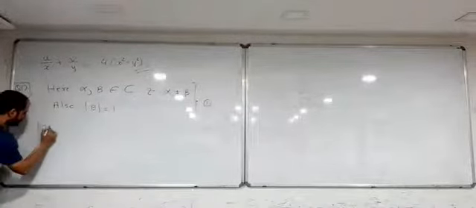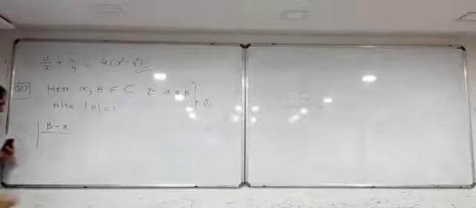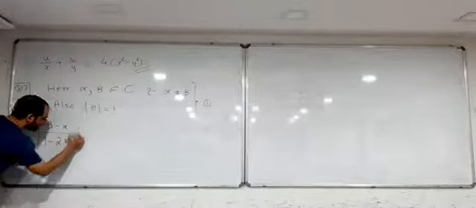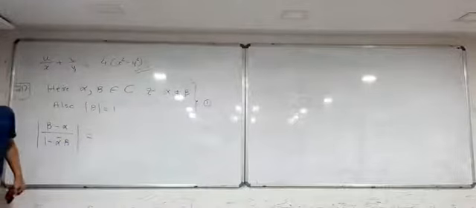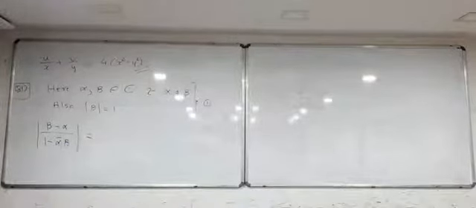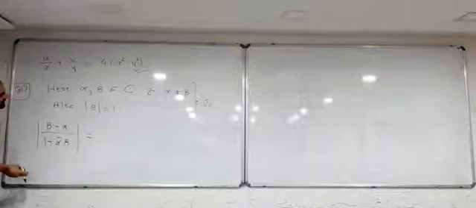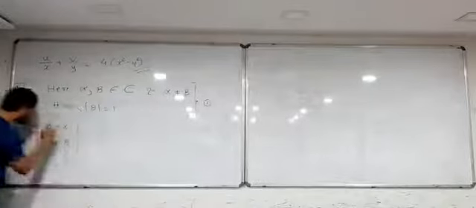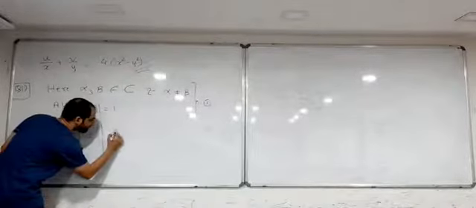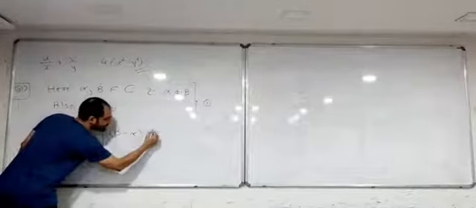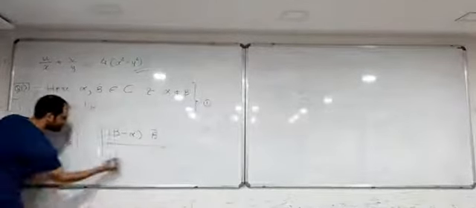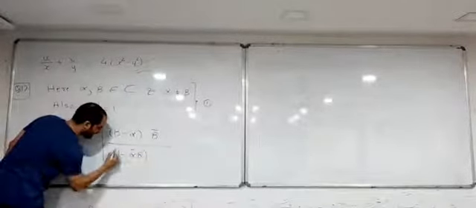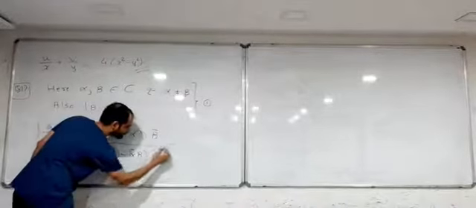Here it is given. We have to find the modulus of (beta minus alpha) whole upon (1 minus alpha bar into beta). Modulus of beta is 1. So what I am doing is multiplying inside by beta bar. So 1 minus alpha bar beta, into beta.